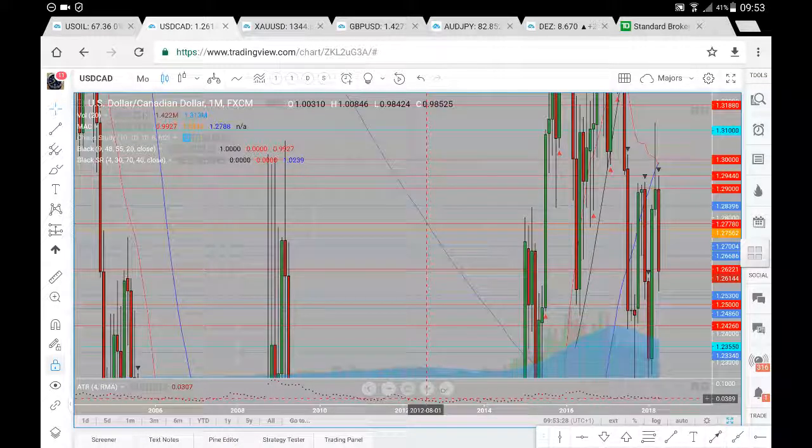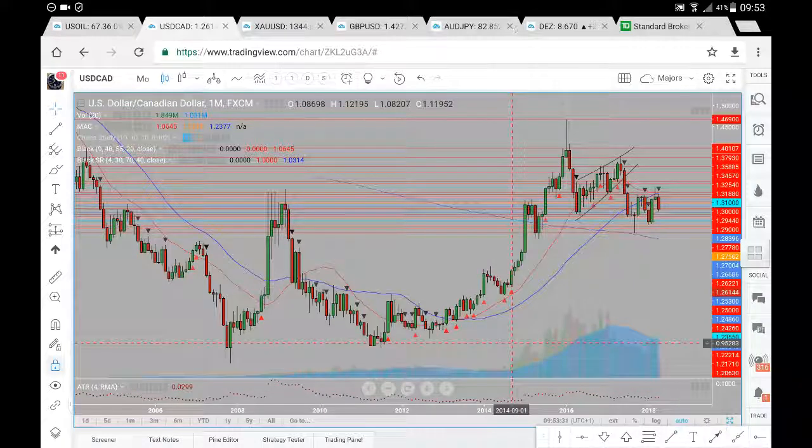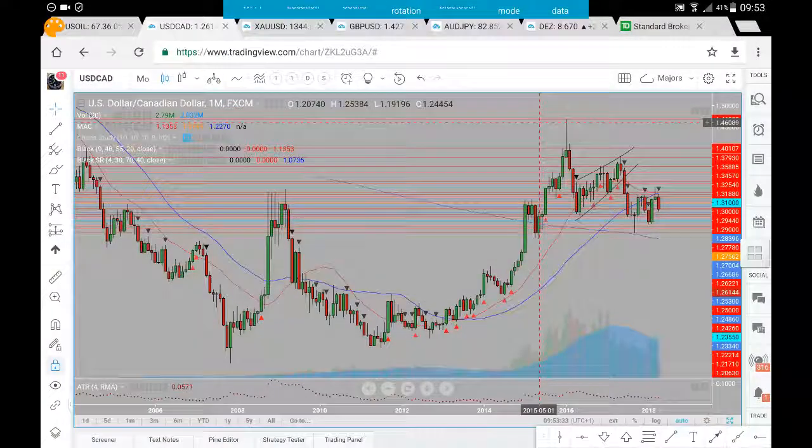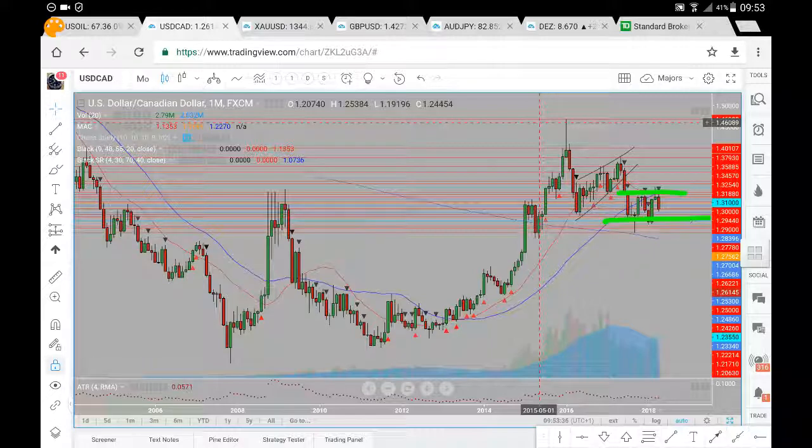We'll have a brief look here at the monthly chart. We get scale on here, correct? And on the monthly chart, we can see we're still in that consolidation. So we've been in this bit of a consolidation over the past couple of months, bit of a trading range here on the US dollar CAD.